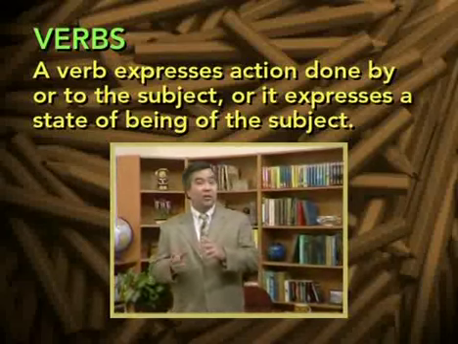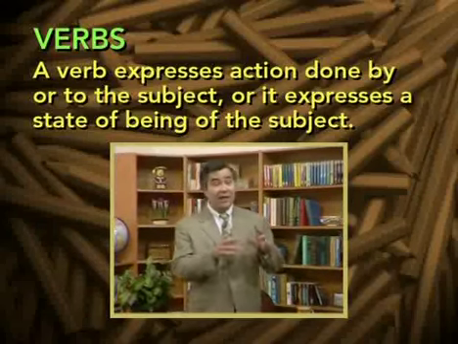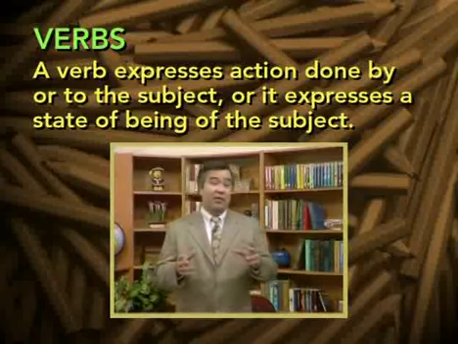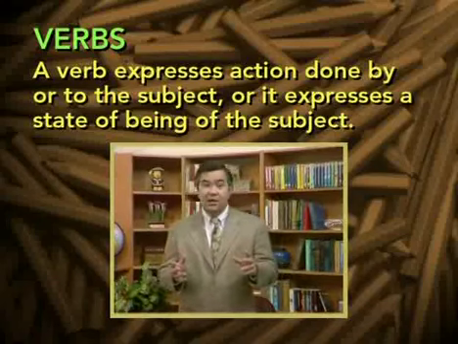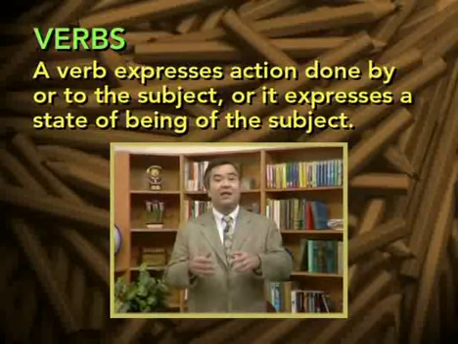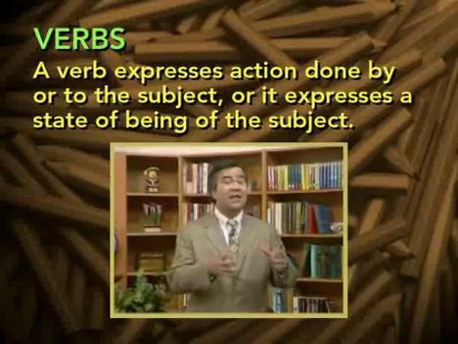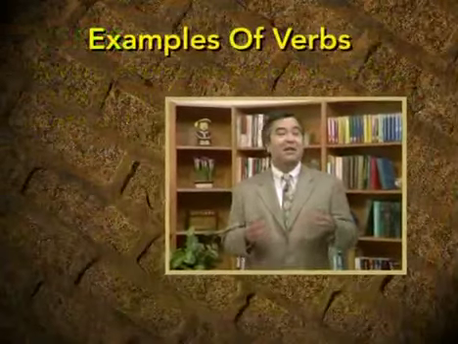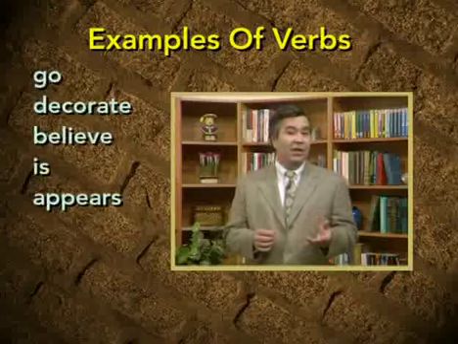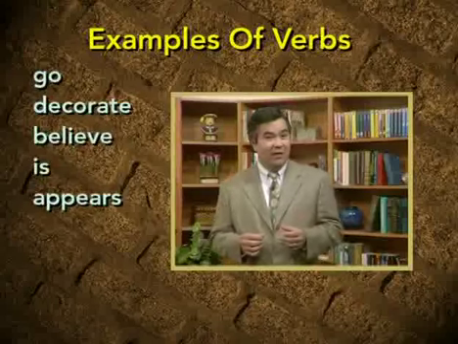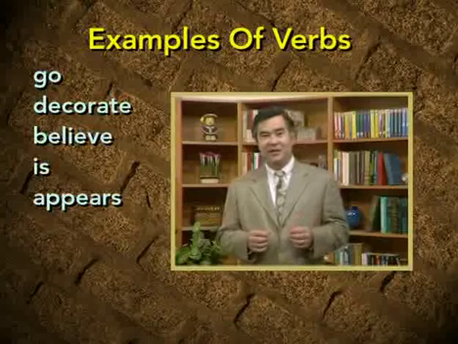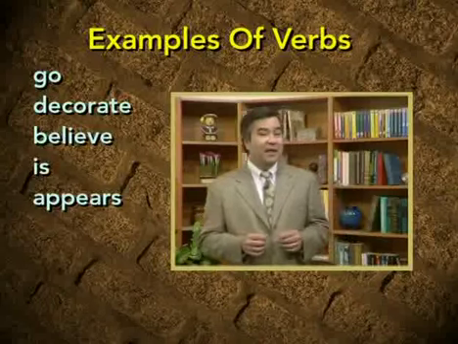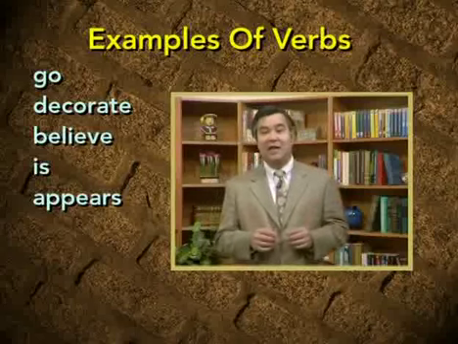As you can see, the verb is always closely related to the subject. It tells either what the subject is or what the subject does. As you can imagine, there are many different kinds of verbs, because verbs express all kinds of actions, activities, or states of being on the part of the subject. Here are some examples of typical verbs: go, decorate, believe, is, appears. Let's look at each of these examples. Perhaps you can come up with a sentence in which each of these words would be used as a verb.